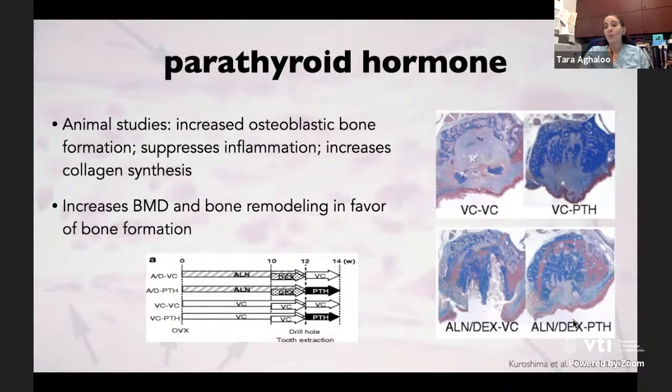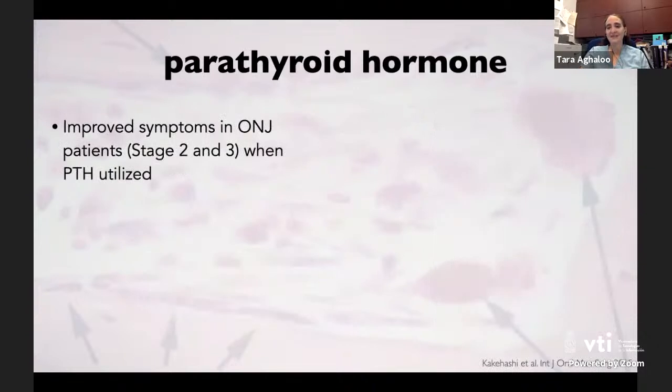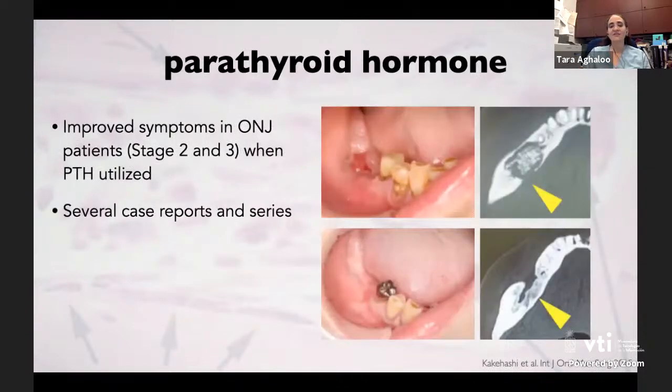And so would that work also in patients? And of course, the answer potentially is yes. This is a case series of patients, and there have been several case series and case reports looking at this very thing, where you have osteonecrosis, fistula, and exposed bone, which on the CT scan shows a sequestrum. And then after parathyroid hormone treatment, the area will heal, generally because the sequestrum will eventually exfoliate because of the increase in bone remodeling, and then the ONJ is essentially gone.